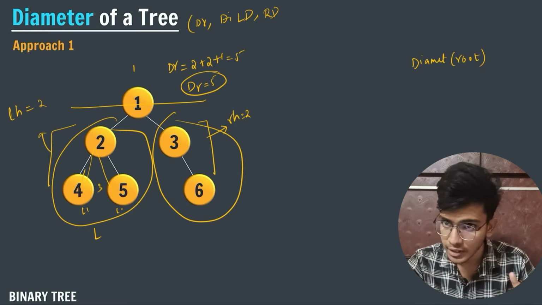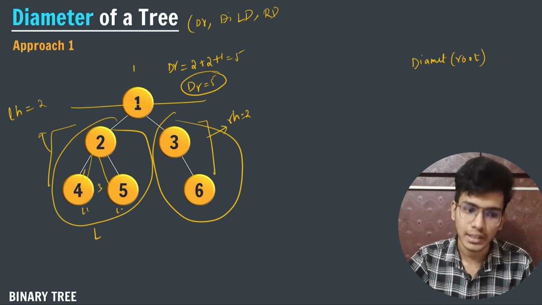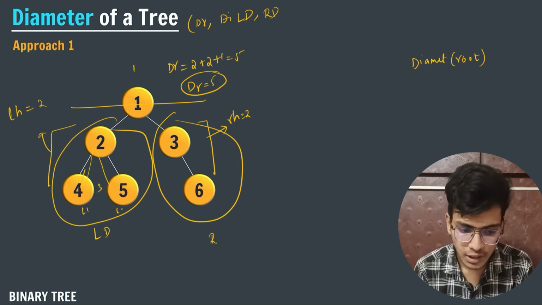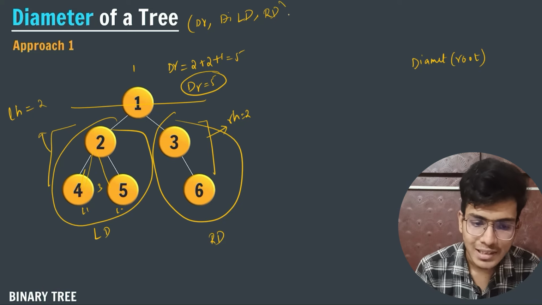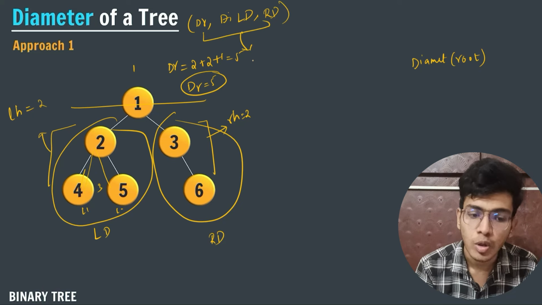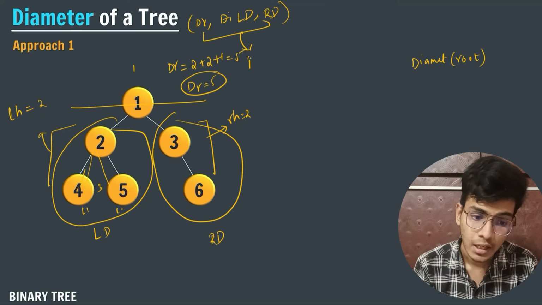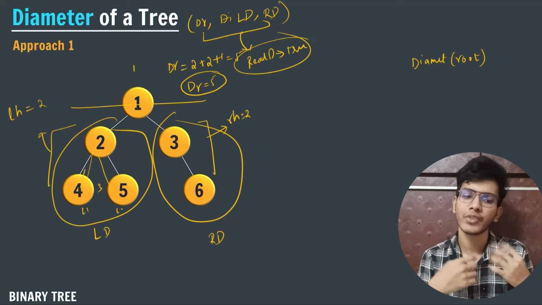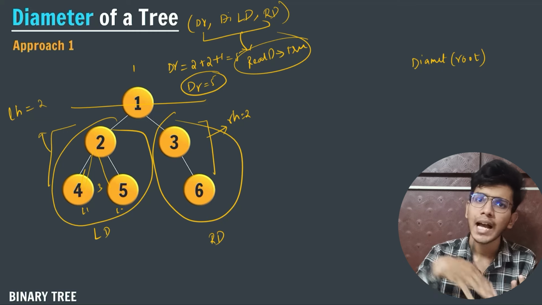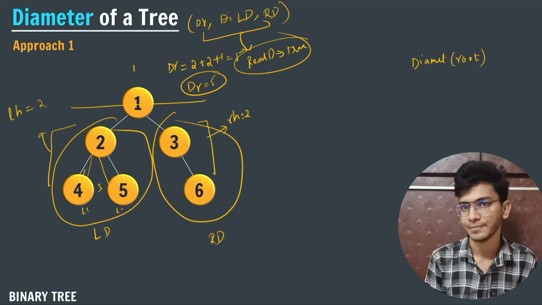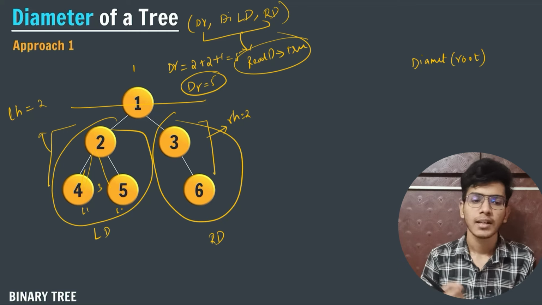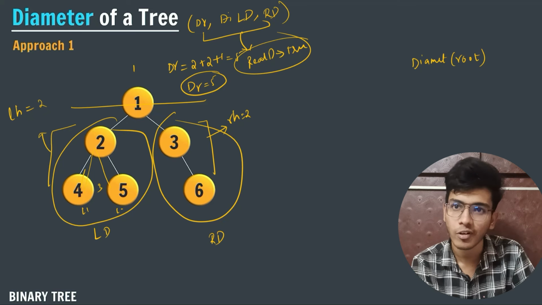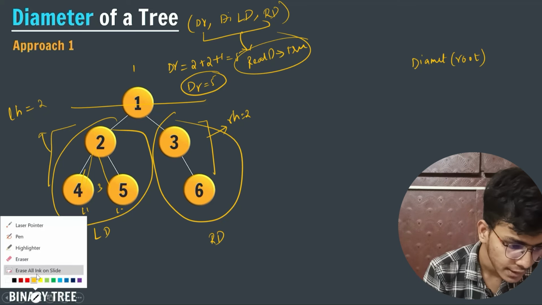First, I will calculate diameter through root. After that I will calculate diameter through my left part, and after that diameter of the right part. And among these 3 values, whichever is the maximum will become the real diameter of my tree. I hope you got the logic here, right? Now first of all, let me write the pseudocode, and after writing the pseudocode I will do a dry run for this particular tree. So let me remove all this.